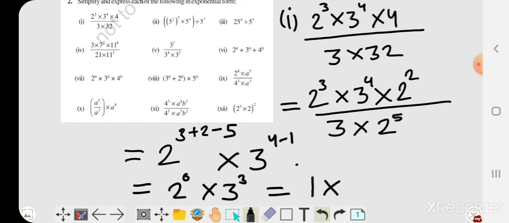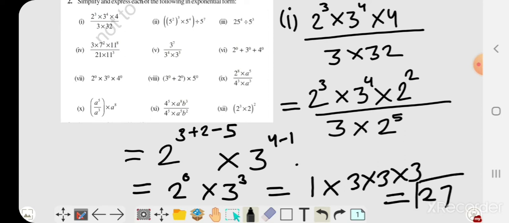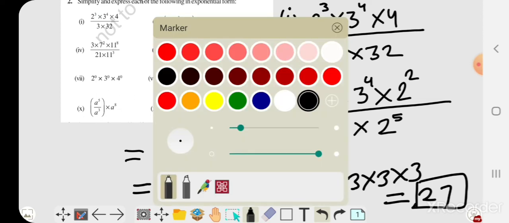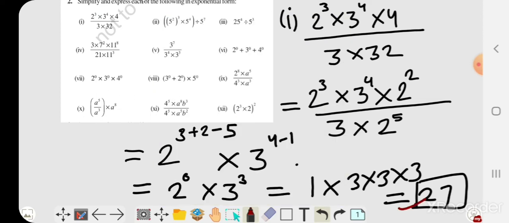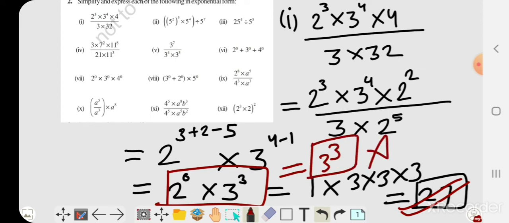And 3 raised to power 3 is equal to 3 3s, which means 3 into 3 into 3. That will be equal to 27. This is our answer. Here they are asking for showing them in exponent form. So it's not necessary to get the answer 27. You can leave it here only. After this, you can leave 3 raised to power 3. This is the answer in the form of exponent.